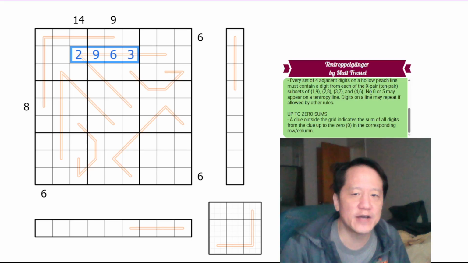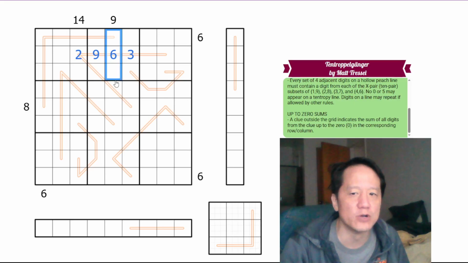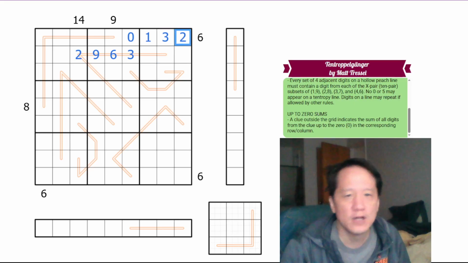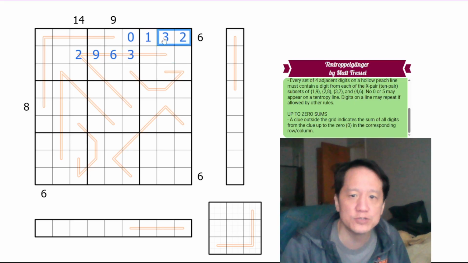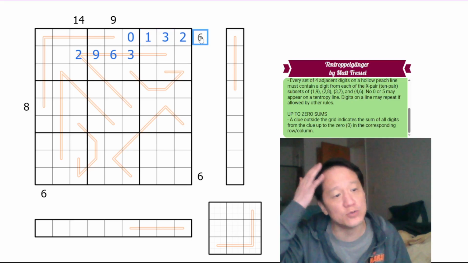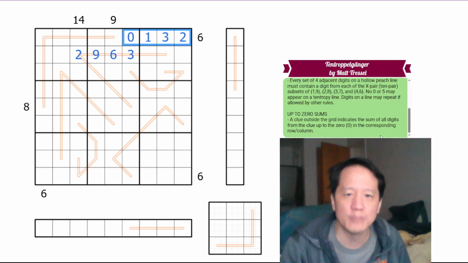And then, finally, as the last clue, we have up to 0 sums, where a clue outside the grid indicates the sum of all digits from the clue up to the 0 in the corresponding row or column. So, for example, we could have 0, 1, 3, and 2 here, and this would satisfy this up to 0 sum. Because up to 0, we have the digits 2, 3, and 1. The sum of all those digits is 6, which is the clue that's given outside of the grid. So that is an example of how up to 0 sums work.